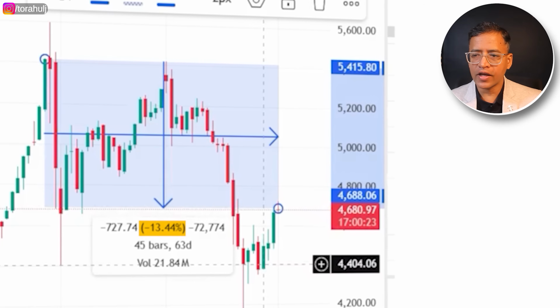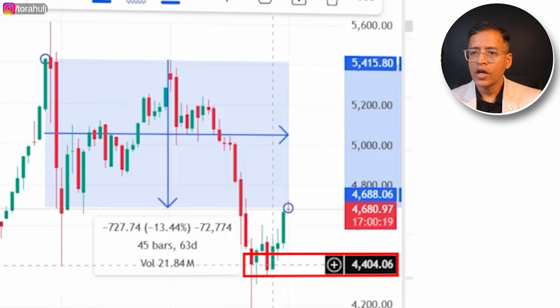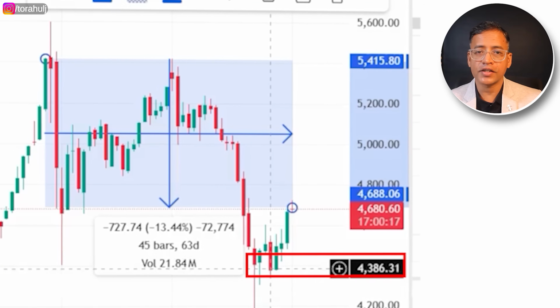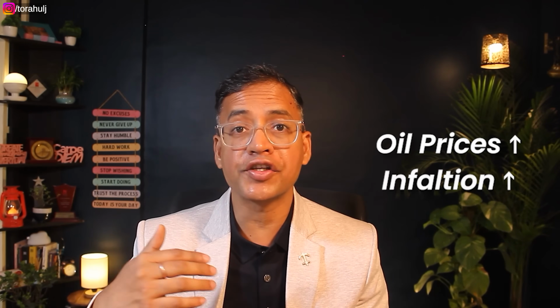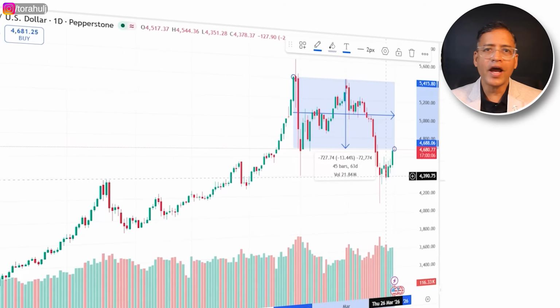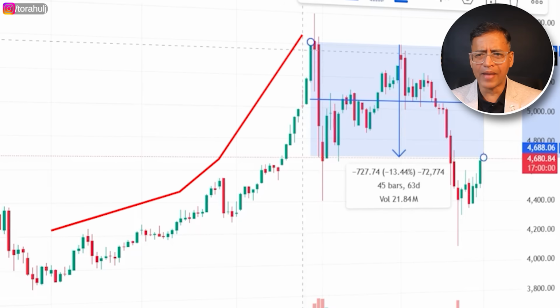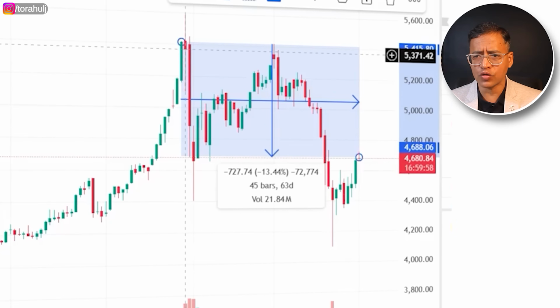The bottom was somewhere here around 4,400. This is in dollars. Now, if I talk about this gold correction, why did this correction happen? Couple of reasons. Number one, of course, when the oil prices went up, the fear of inflation kicked in. US dollar got really, really strong in the last few days, right? And when that happens, gold takes a hit. And of course, profit booking also happened because gold had seen massive rallies. So that is very natural, this pullback.